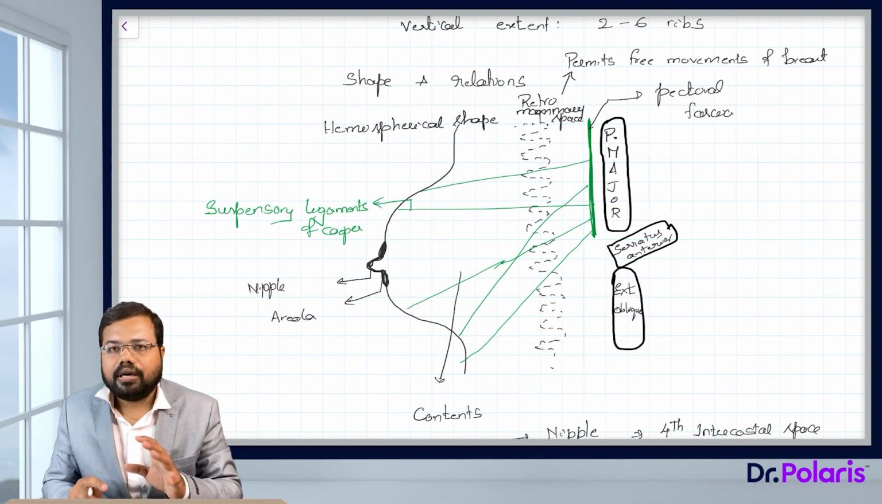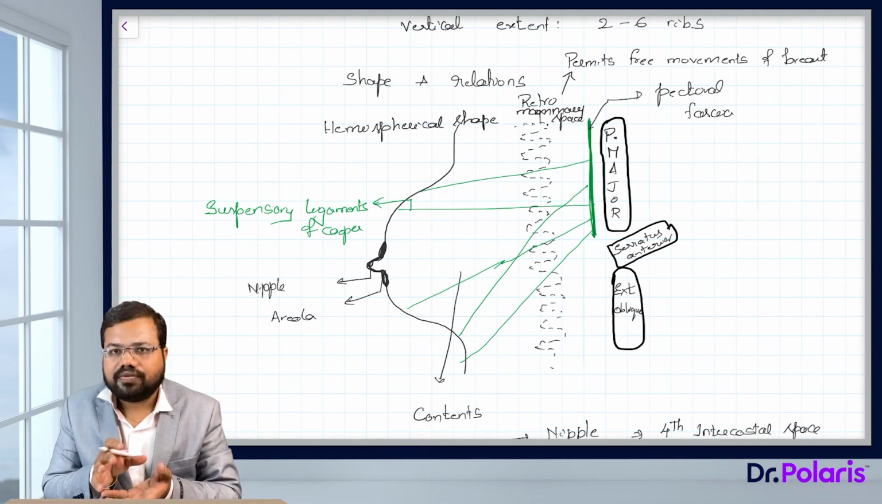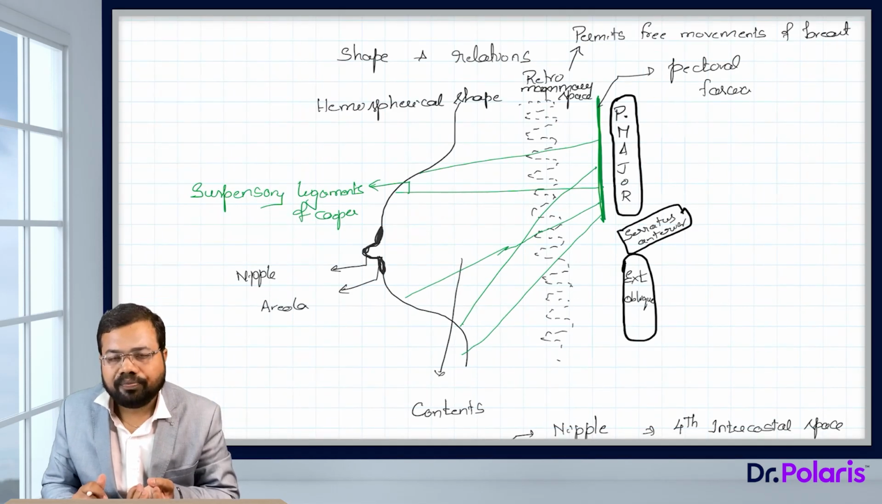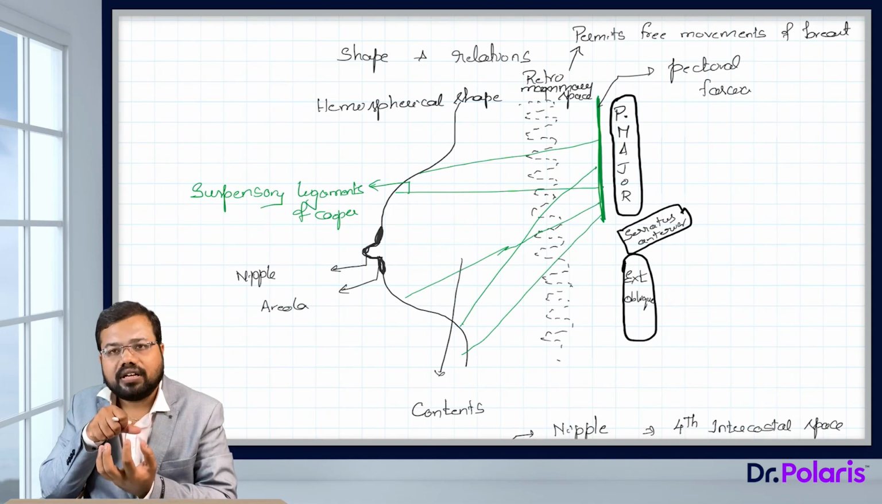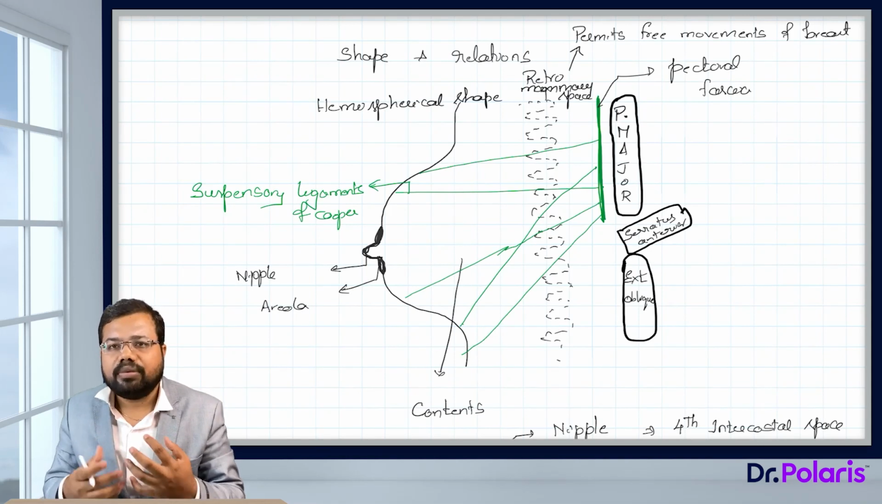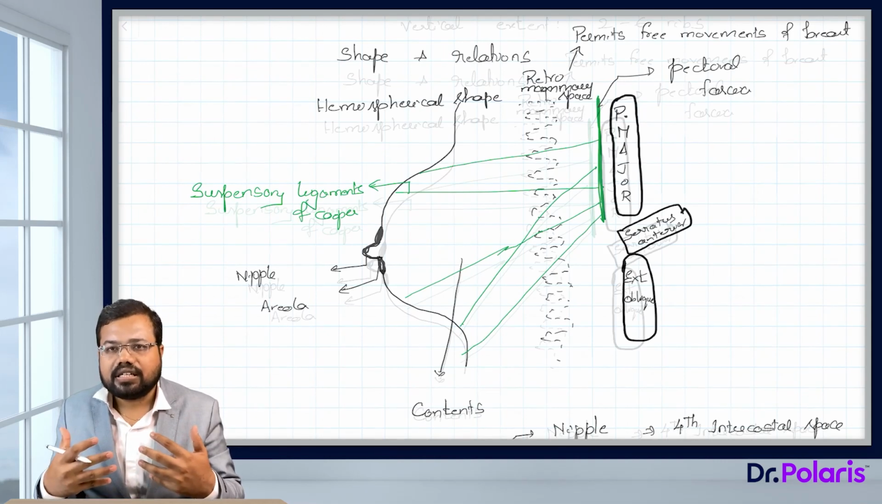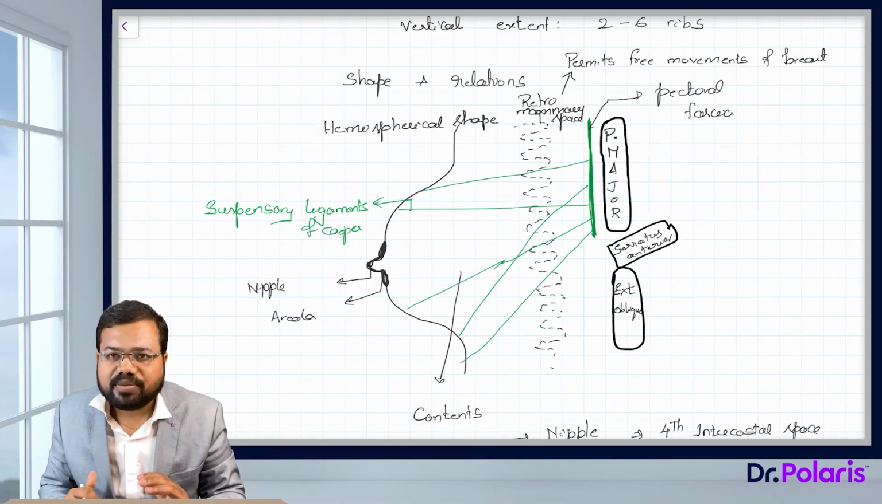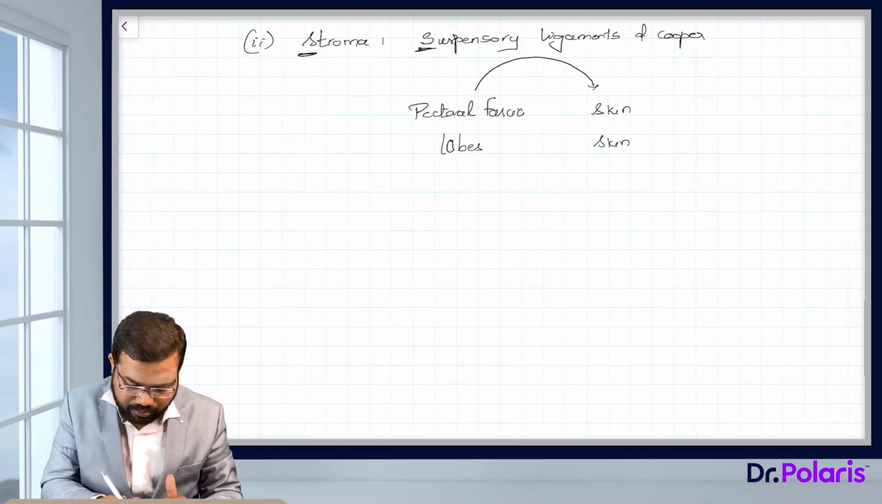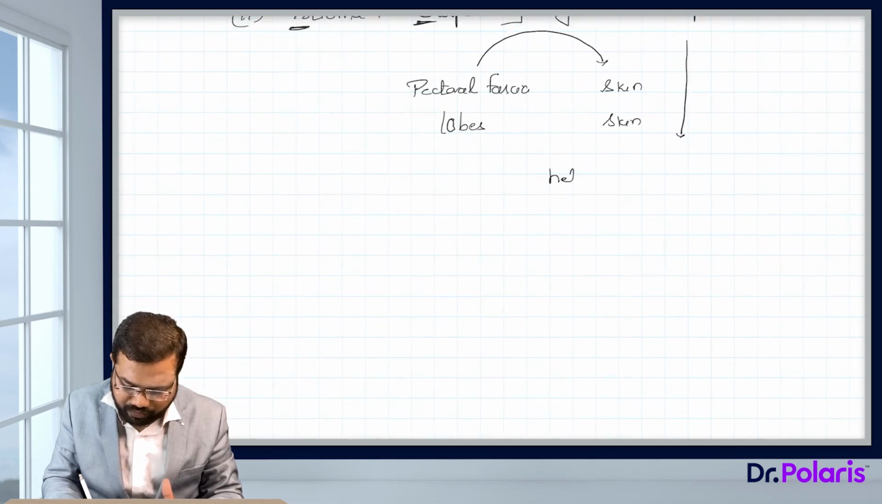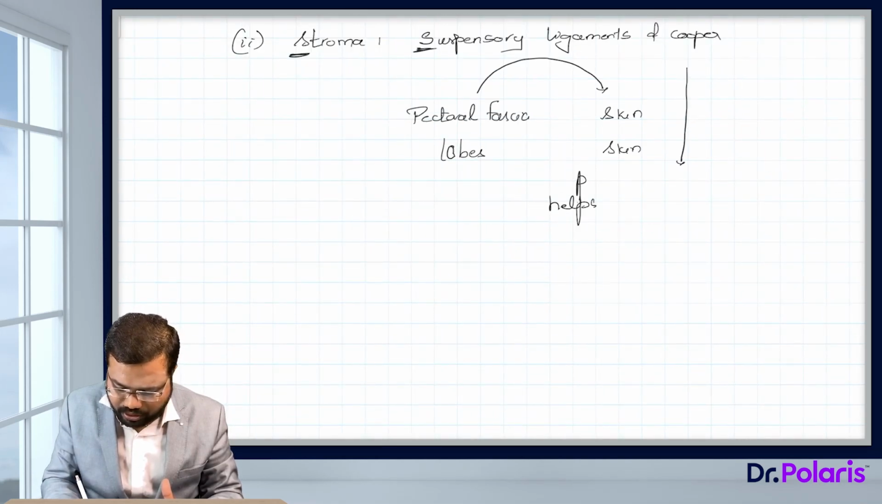See, breast is actually a mass of soft tissue, right? So due to weight it has to sag down, but it does not sag down because of the pull of these suspensory ligaments of Cooper, so that it remains a tense structure. Instead of sagging down, it is kept in its position by the suspensory ligaments of Cooper. So the importance of the suspensory ligaments of Cooper is that it helps to maintain the position of the breast.